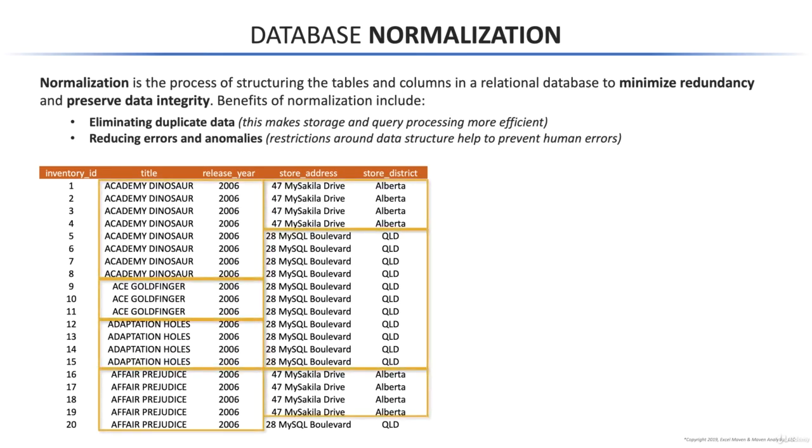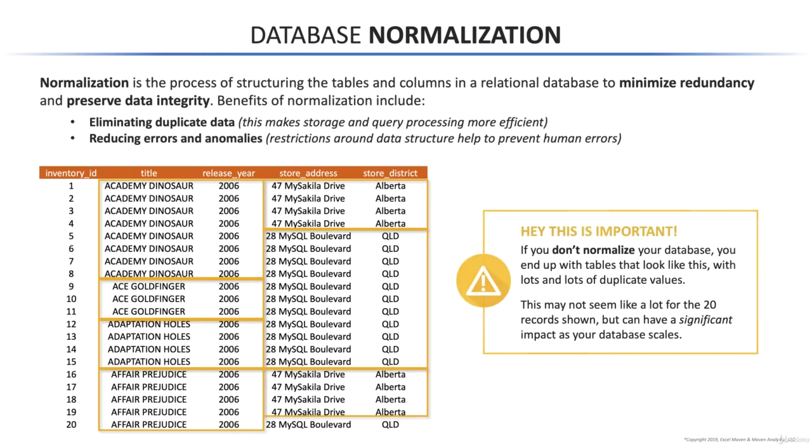If you take a look at this data set here, you'll notice that a lot of our records contain duplicate data, which are highlighted. This is the important concept to understand. If you don't normalize your database, you're going to end up with tables that look like this. You'll have lots of redundant data, and that may not seem like a big deal now because we're only looking at 20 records, but imagine if you had millions of records in your database. You really need to structure it in a more efficient way, and that's what normalization is going to do.